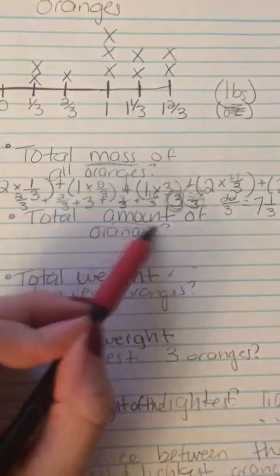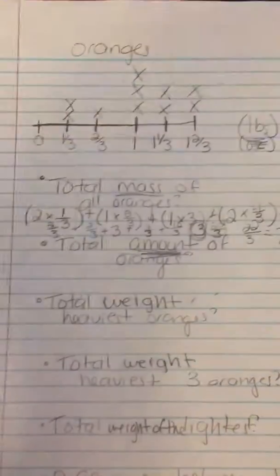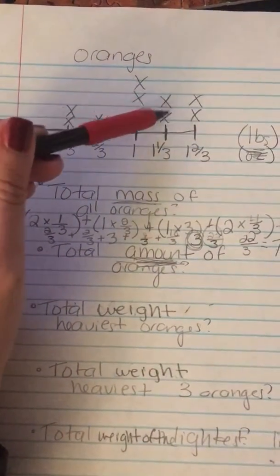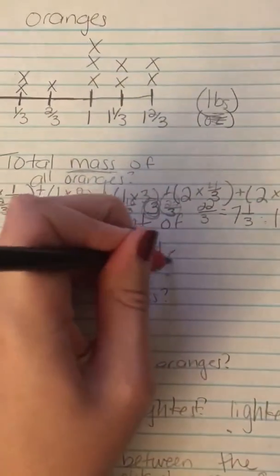Now, total amount of oranges, that's just asking how many oranges I have. Well, 1 2 3 4 5 6 7 8 9 10. I have 10 oranges. Done.